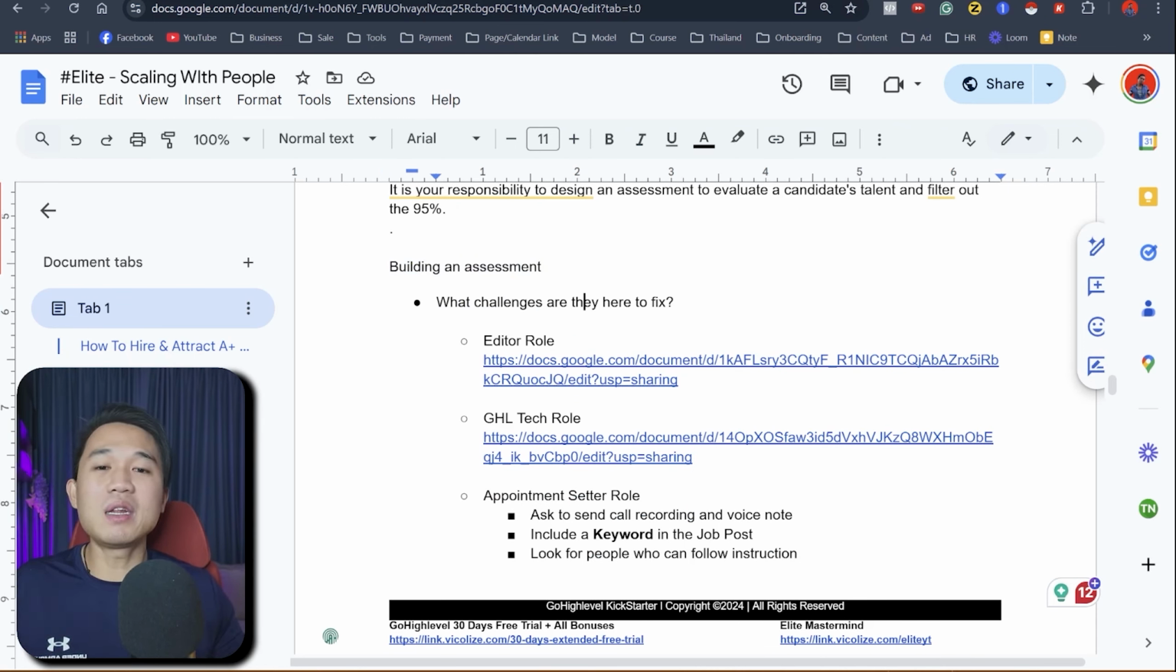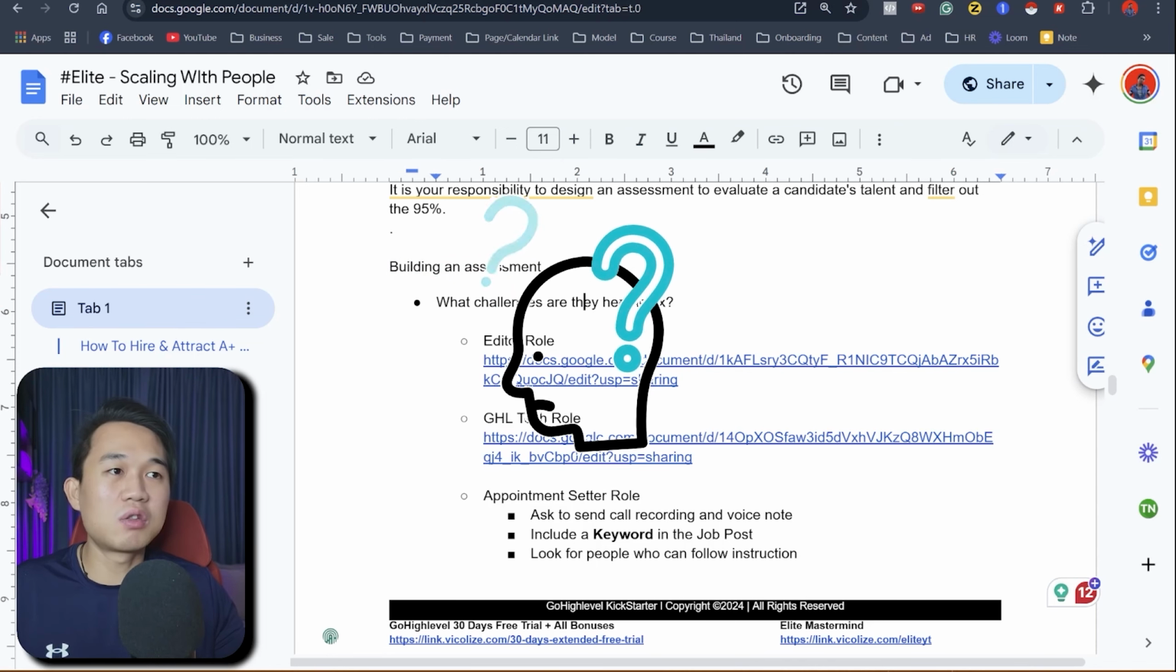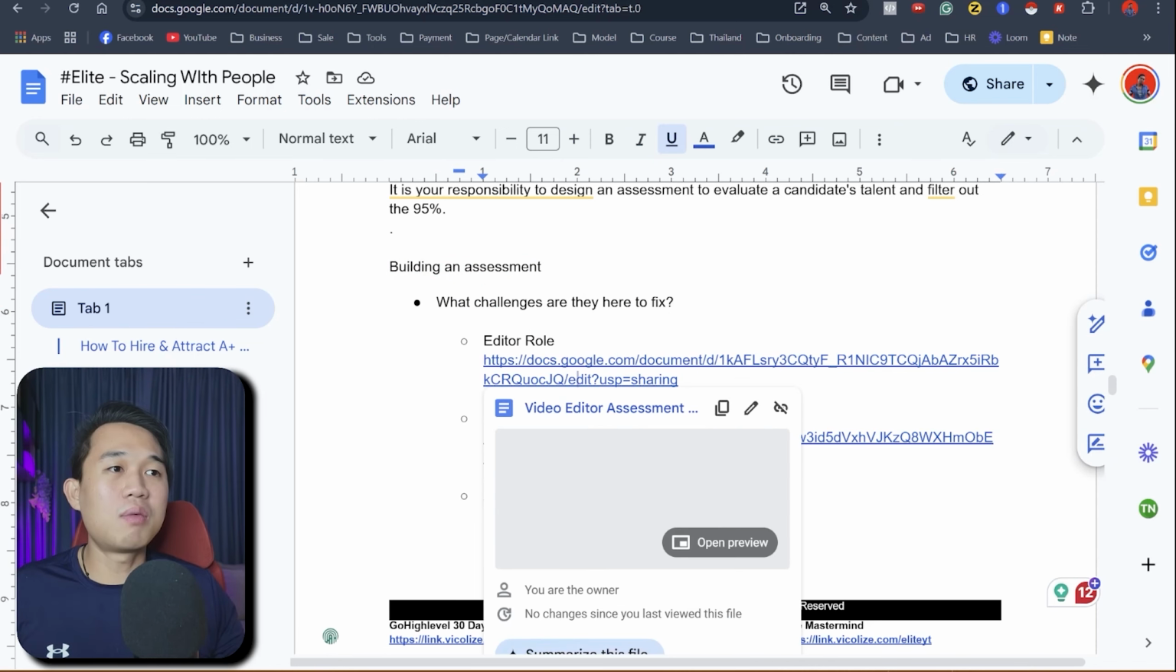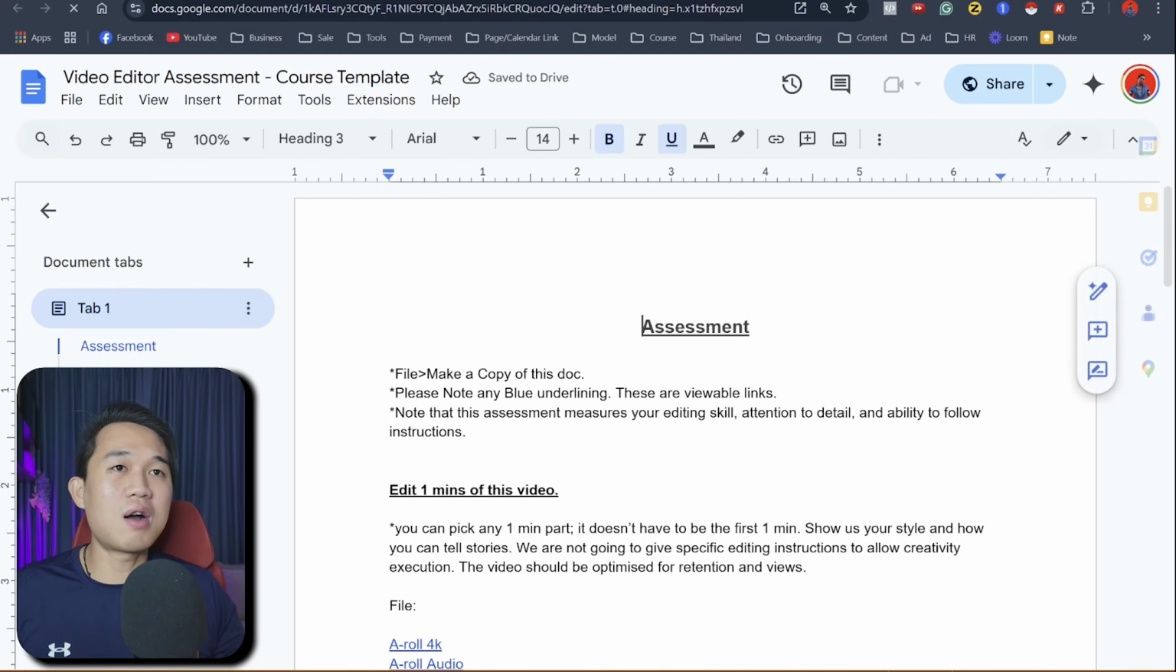If you have a pain in your business right now, you just have to translate that into a question so that they can answer it. For example, right, we have a Google Doc right here. This is for our editor assessment.